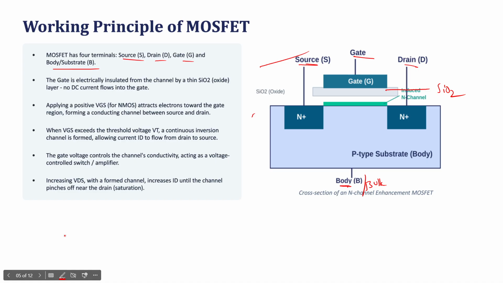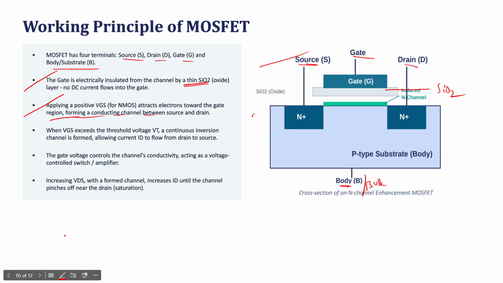Let's see here, the gate is electrically isolated from the channel by a thin SiO2 layer. The thin SiO2 layer is covered between the gate and the channel, so there is no DC current flow into the gate. That's why there is no chance of current flowing between the gate and the substrate for DC current. Applying a positive VGS attracts electrons toward the gate region.